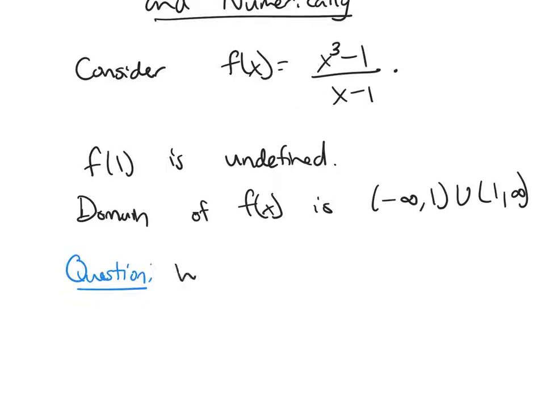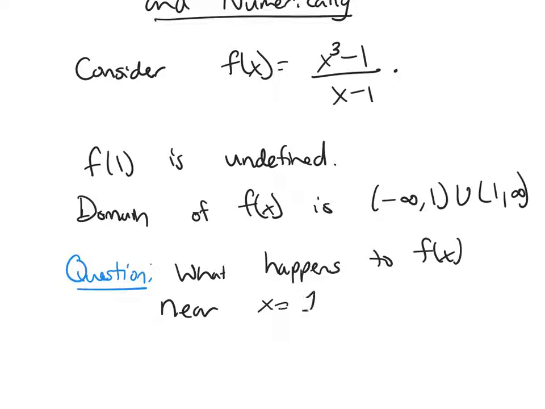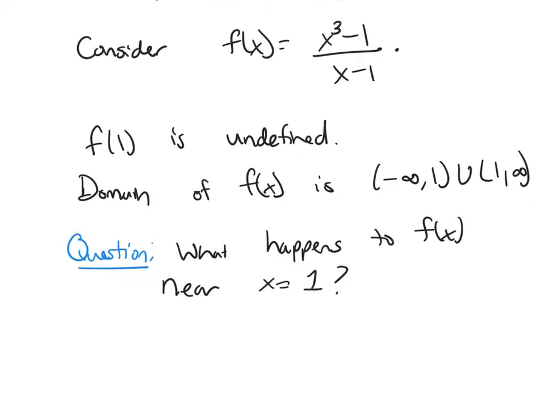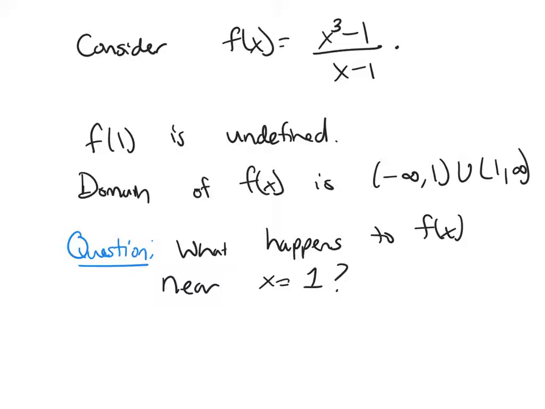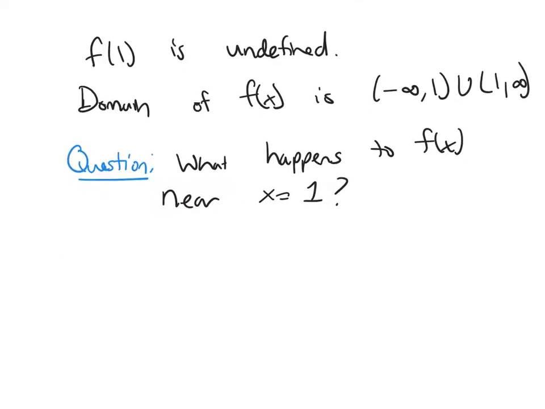So I want to know what happens to my function near x equals 1. I know my function isn't defined at 1, but what about nearby, close to 1? What is going on with my function? So we're going to discuss two ways to find what happens near 1. And the first way is numerically through the following table.